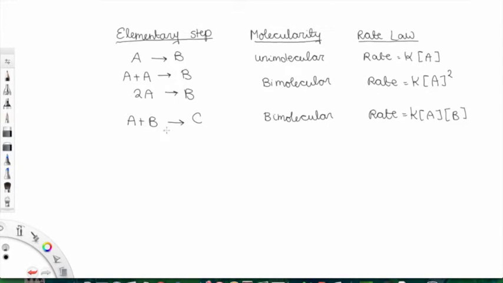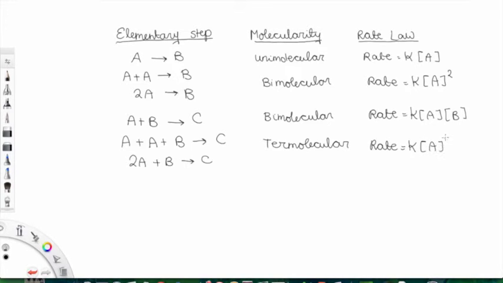And so now what happens when you have two of the same species, but then a third different guy? And this goes to C. And this can also be written as 2A plus B going to C. Now this is called termolecular, which you don't see very often, but it's good to know. And the rate is written as k[A]^2[B], since you have two A's colliding, and B. And so since the order of A is 2, the order of B is 1, the overall order is 3.